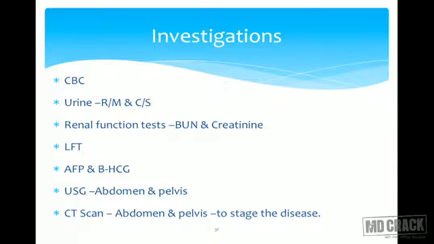Tumor markers, that is alpha fetoprotein and beta HCG, are very important. Sonography of the abdomen and pelvis is also very crucial. This is basically to detect the tumor load into the lymph nodes, that is the metastasis. Now this tumor load is basically going into the retroperitoneal lymph nodes, which we need to classify and understand.